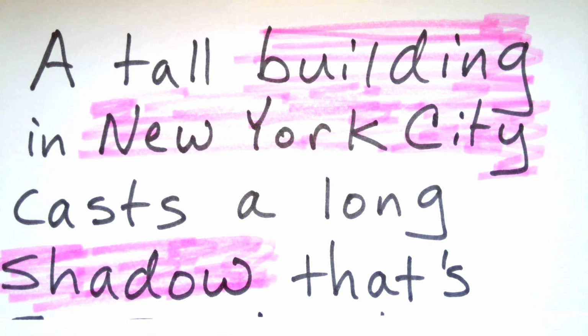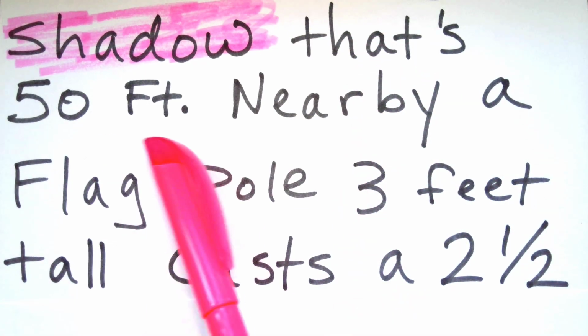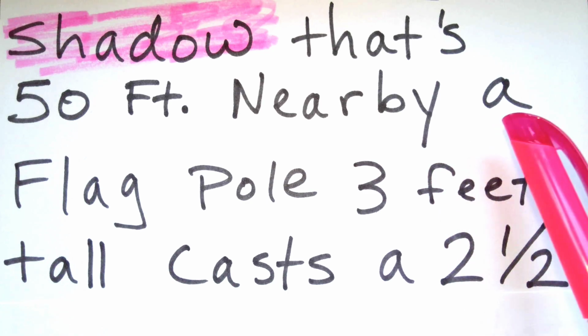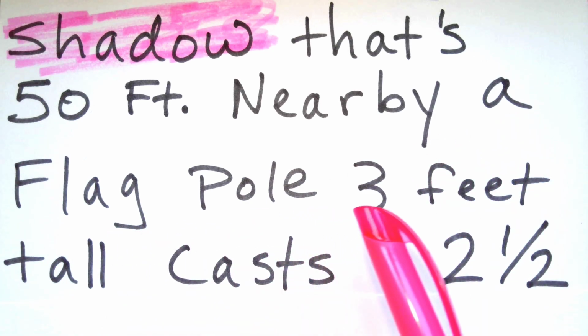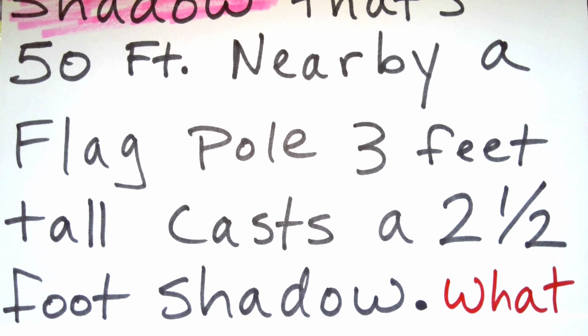Let's continue to move forward and highlight the facts we need in order to answer this type of question. So it casts a shadow that's 50 feet. Nearby, a flagpole 3 feet tall casts a two and a half foot shadow. So we got some important information here. Let's highlight key information. I'm going to color coordinate with two different colors.